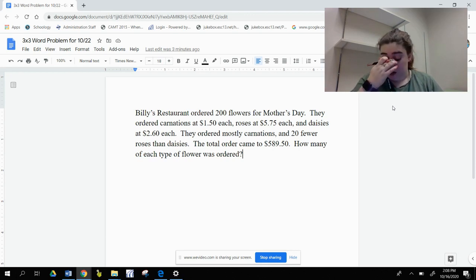First, let's look at this word problem. If you'll remember on Monday, we looked at some word problems and how we would come up with some systems of equations. So this is specifically a 3 by 3 system word problem. I'll read it to y'all, and then we're going to come up with a system of equations together.